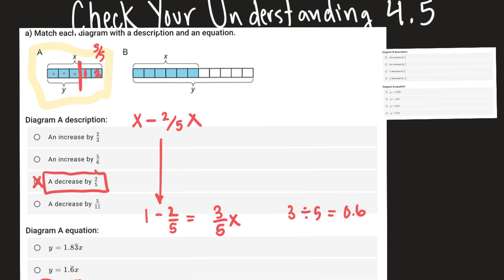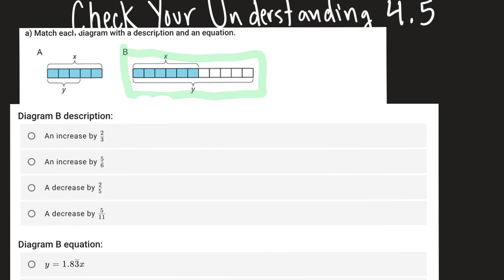Now question B is a little bit different because instead of decreasing, we're going to be increasing. Okay, I've now pulled up the answers for diagram B. X is starting out as 1, 2, 3, 4, 5, 6. We have 6 there, so that is my whole. And then Y is 1, 2, 3, 4, 5, 6 more than where we started with X. We always count how many pieces X is divided into because X is my whole, and then Y is increasing on top of our whole or our original amount. So in this case, we are increasing by 5/6.